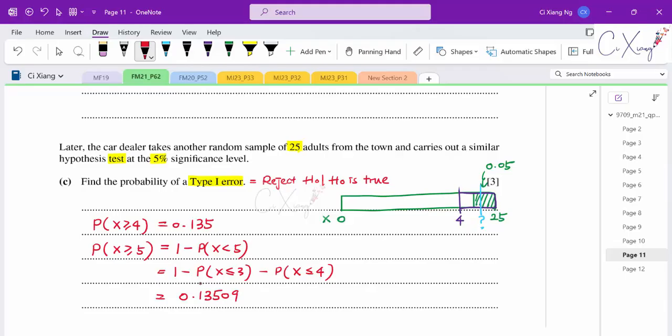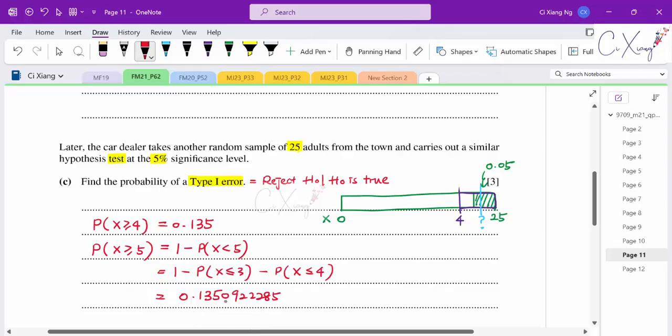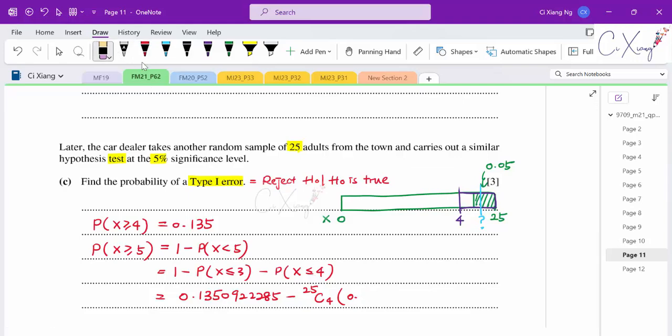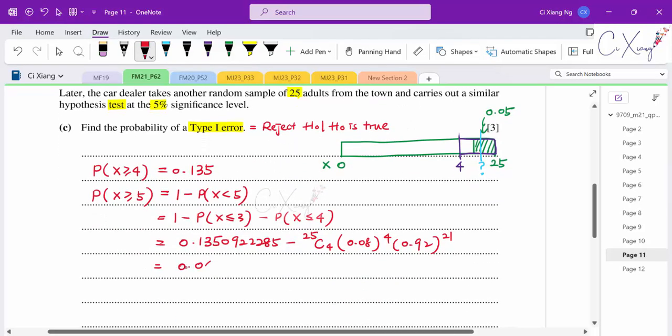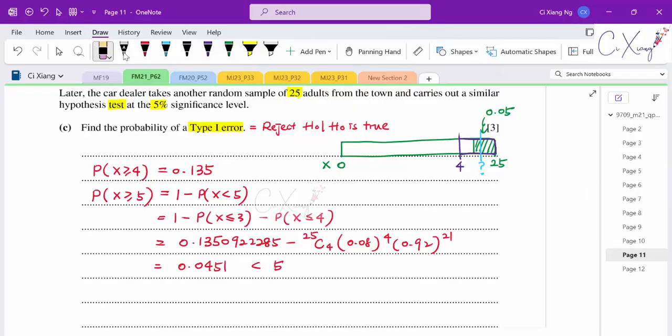By right, I will put in the long value. Just now I cut short the answer already, right? So I will just put in the original value. This value is 0.135 from part A, which denotes 1 minus x smaller equals to 3. And now I need to add in extra: minus x equals to 4, it will be 25 C4. Then the p is still the same, 0.08 power 4, then 0.92 power 21. If you try to find out the probability here, you'll get 0.0451, which is smaller than 0.05, right?